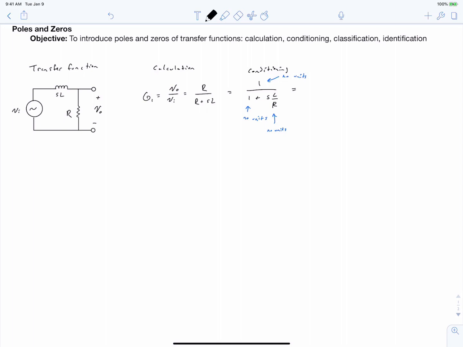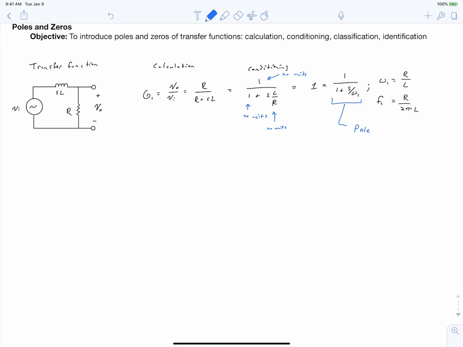The canonical form that we want to put this into has a gain, in this case it's 1, multiplied by our numerator, and then divided by our denominator, where we're expressing the denominator as 1 plus s over omega 1, and omega 1 in our case is equal to R over L, which we can convert to a frequency by dividing by 2 pi. So this is the canonical form for a pole. This is a pole at frequency R over 2 pi L, or in radians per second, R over L.